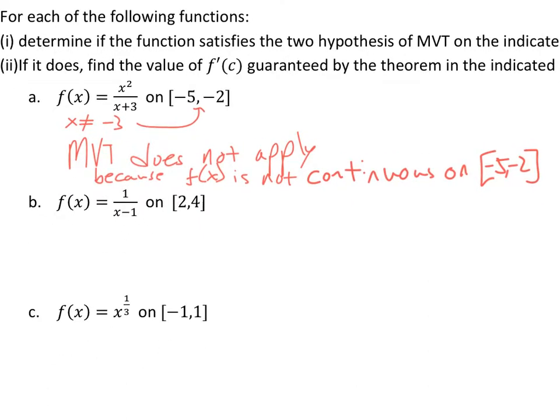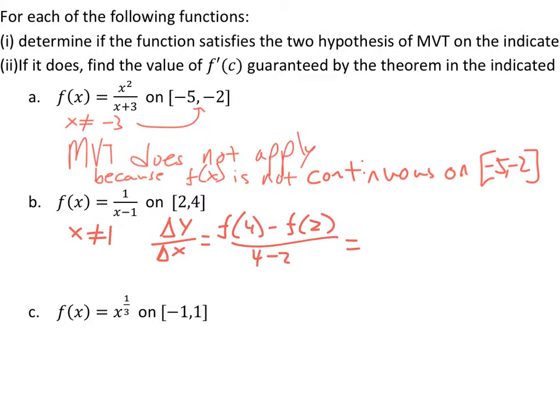How about this one? Well, it's another rational function. We know x cannot be 1. Is 1 on this interval? Nope, it's not. So that's not a concern, so we can go ahead and find the derivative, okay? So first thing here, let's find our secant line, delta y over delta x. And so that would be f of 4 minus f of 2 all over 4 minus 2. f of 4 gives us 1/3, and f of 2 gives us 1 over 1. And 4 minus 2 is obviously 2. So this is going to be 1/3 minus 1 all over 2.